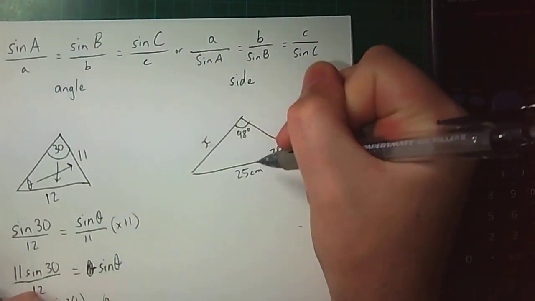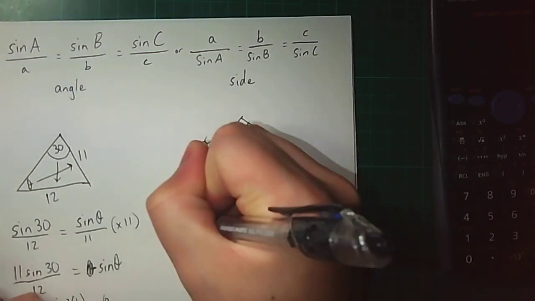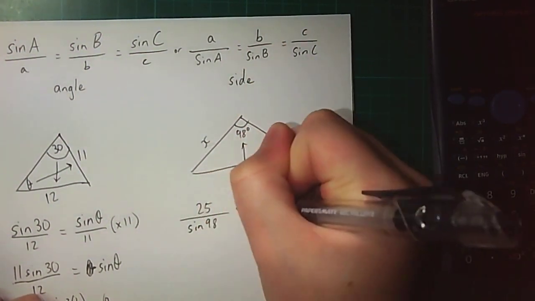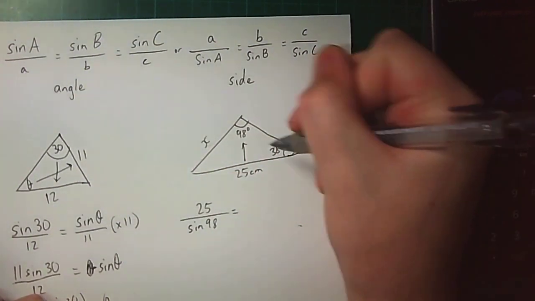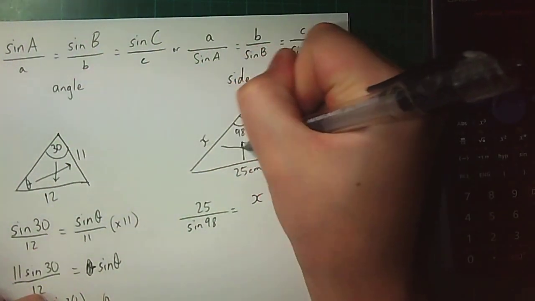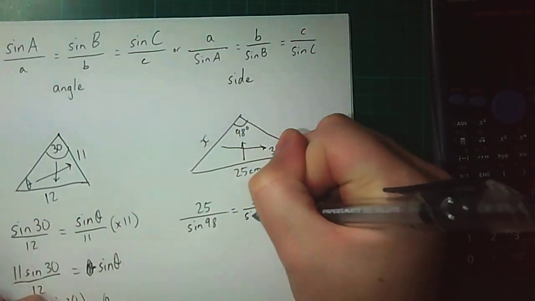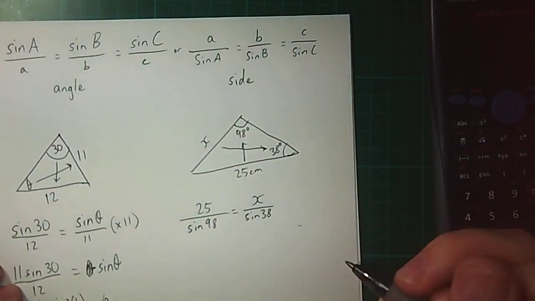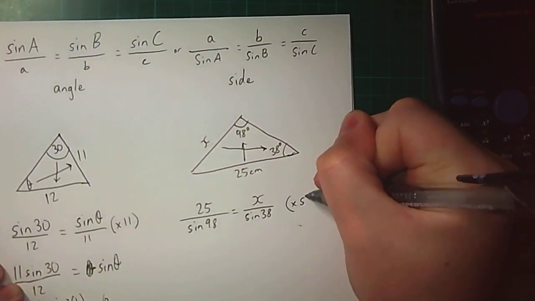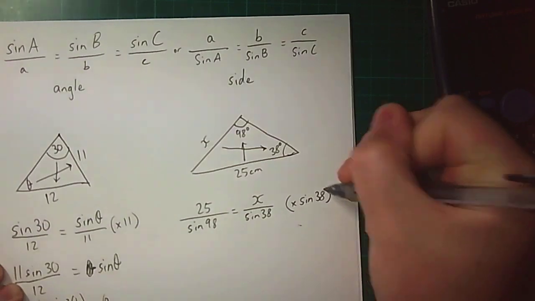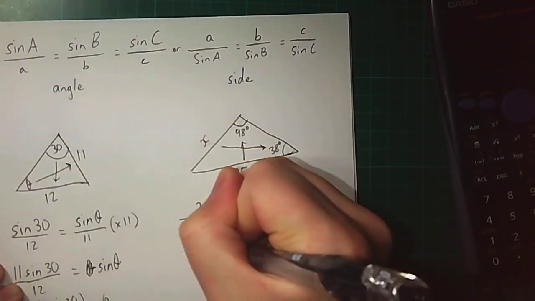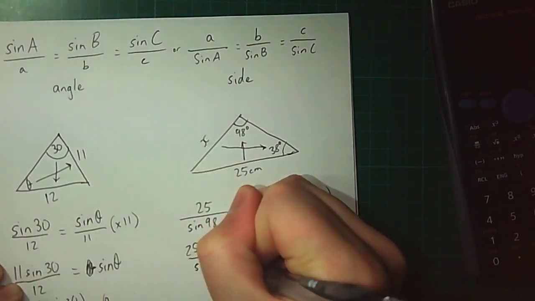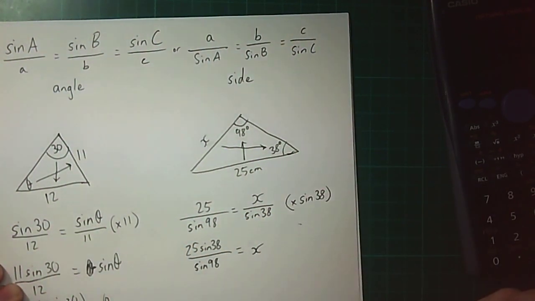So we know this side length, it is 25, and that goes over the sine of the opposite angle. And then we do the same thing here. We're going to have the length of x, and that goes over the sine of the opposite angle. Now we want to get x on its own, so I'm going to multiply both sides by sine 38. We'll have 25 sine 38 all over sine 98, and that will give us x.